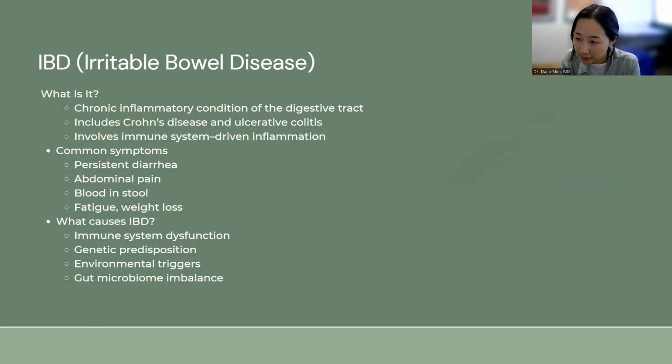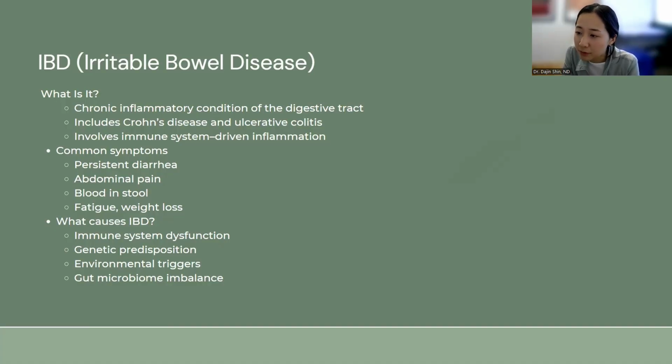And inflammatory bowel disease, so that's different from IBS in that it actually involves inflammation in the digestive tract. This includes conditions like Crohn's disease and ulcerative colitis. And patients often have way more severe symptoms, such as persistent diarrhea, bowel movement frequency, abdominal pain, sometimes blood in the stool, along with fatigue or unintended weight loss.